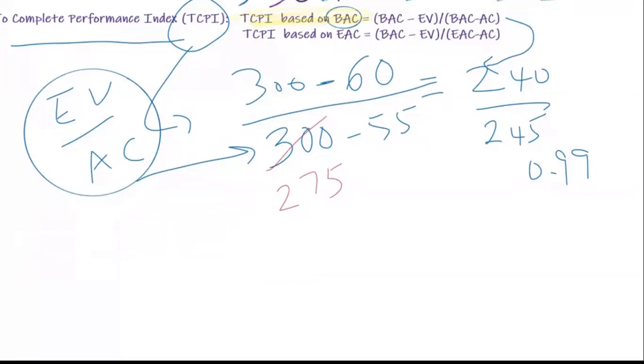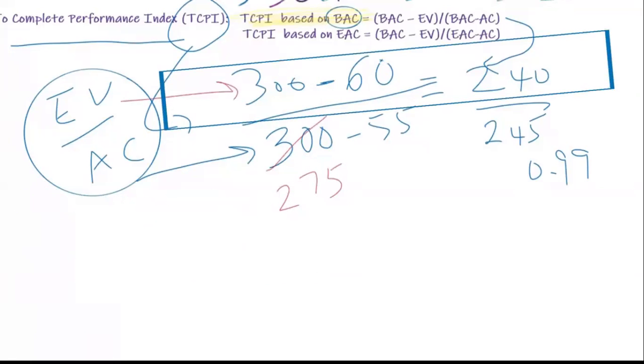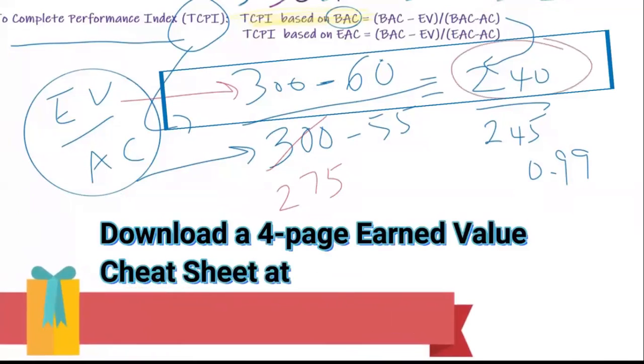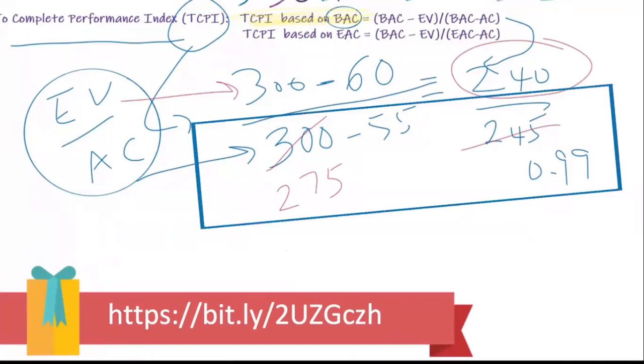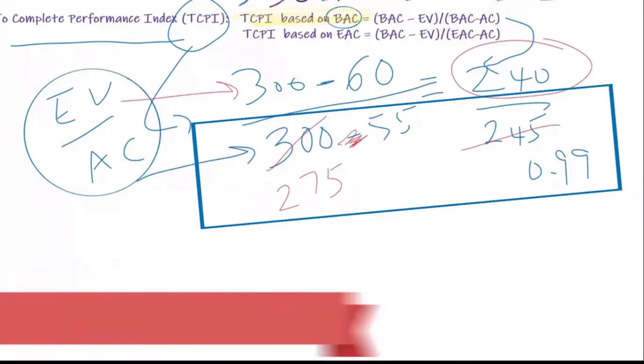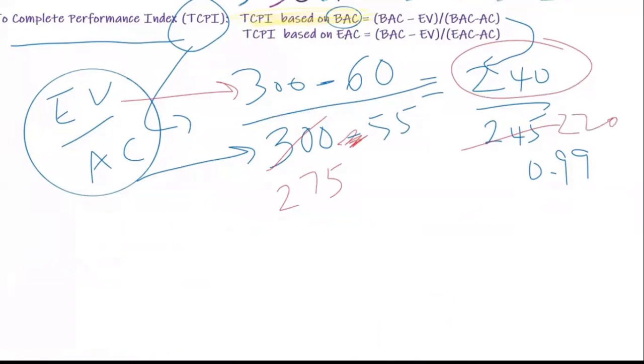But the actual work, which is the earned value, does not change, right? We still have 300,000 worth of work. We've done 60 out of it. We still have 240 left. But the money remaining here, because they only want us to spend the estimated amount, which is 275 minus 55, is going to give me, instead of 245, 220, right? And so when you divide 240 by 220, you get 1.09.